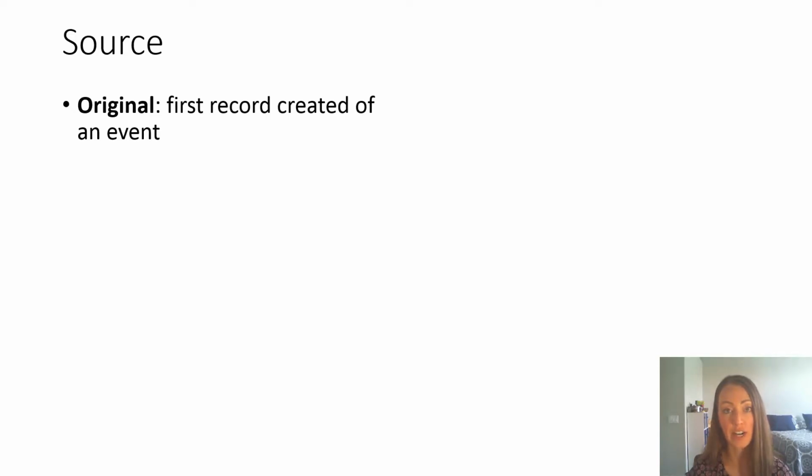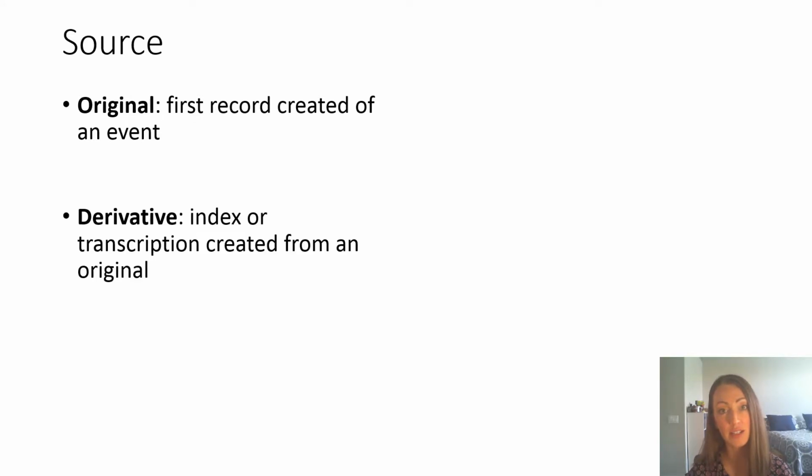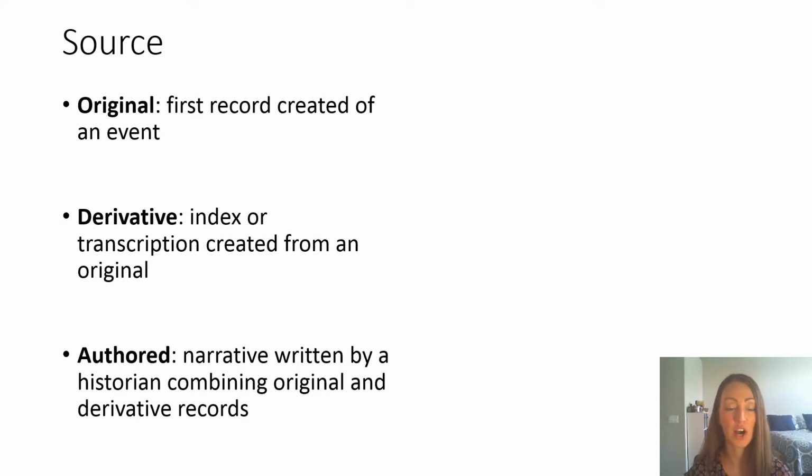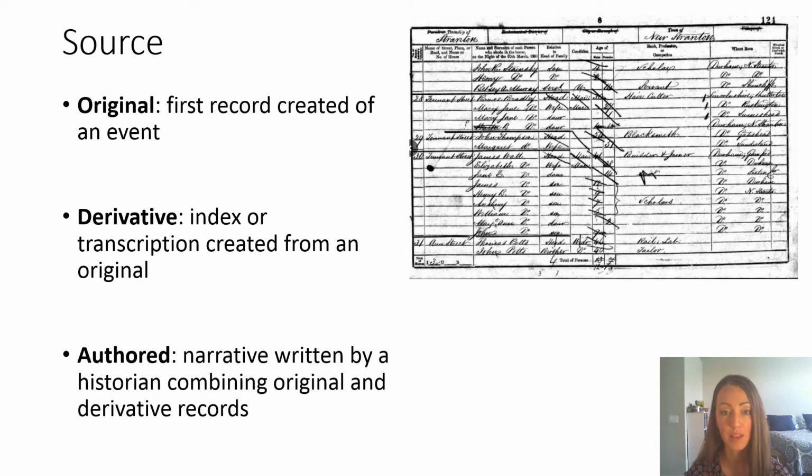Okay, on a source, there are 3 different kinds of sources. Original, which is the first record created of an event. There's a derivative source, which is an index or transcription or something created from the original record. And there are authored sources or authored narratives. This is where the author combines original and derivative records to make their own narrative or their own source, which is authored.